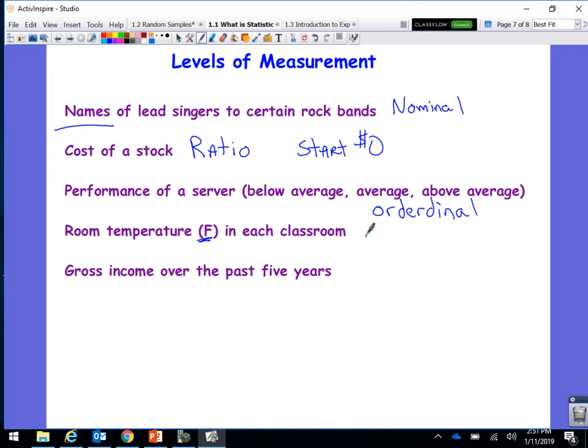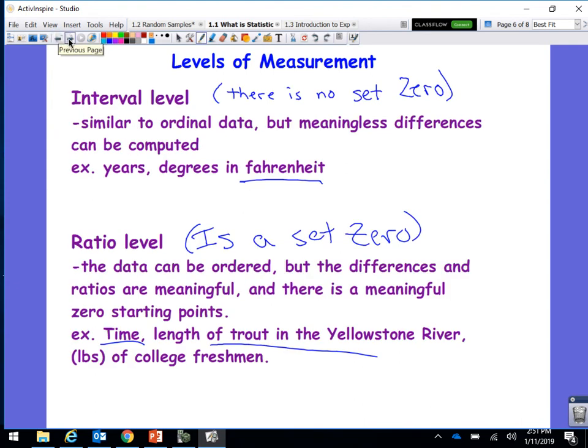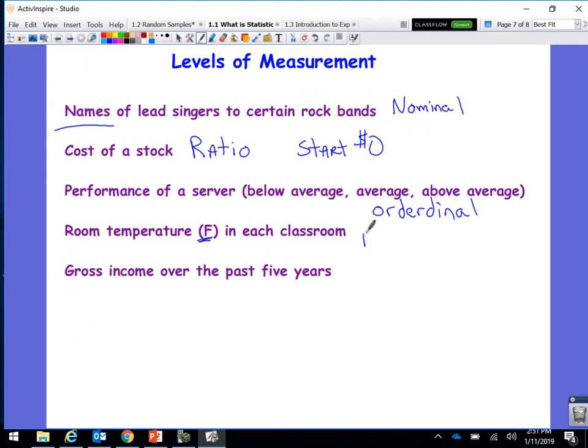Oh, my bad. I had to go back and check real quick. Okay, now Celsius can be the same way. You've got the starting 0. Gross income over the past years. And we're talking about income. Can't be negative, or I guess it could go to 0, but can't be negative. So then we're back to ratio.